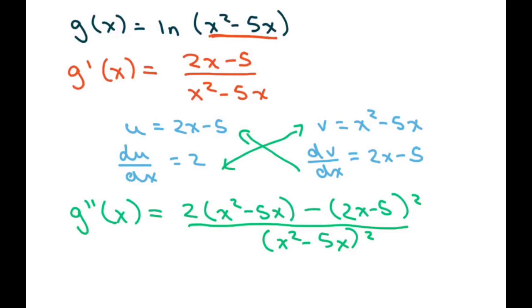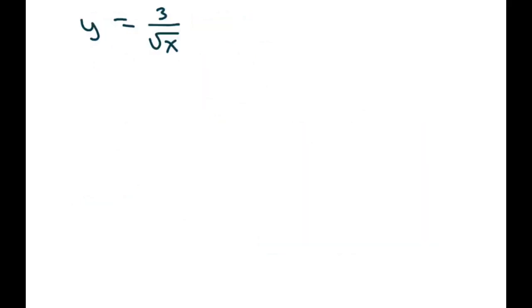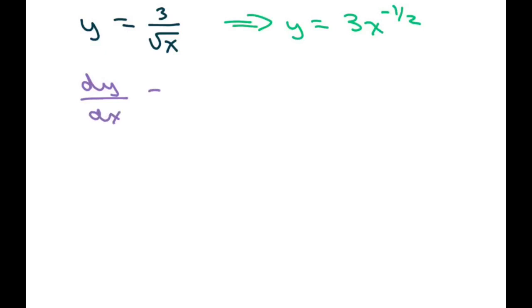Okay, the last one has to do with this. So the first thing I'm going to do is rewrite this. Okay, then we're going to take our first derivative, and that equals negative 3/2 x to the negative 3/2.